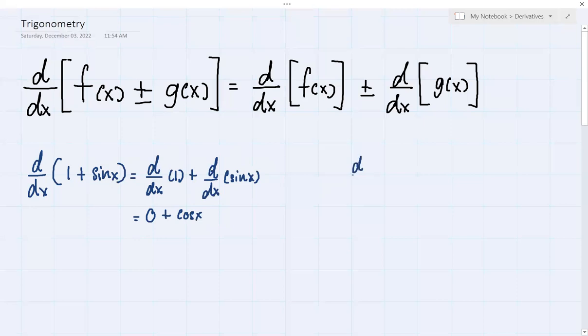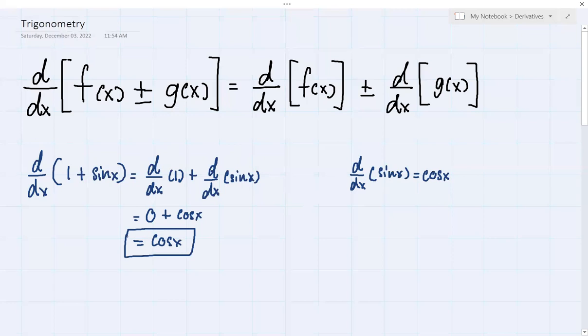Remember that in our last video about rules of differentiation 5, trigonometry, the derivative of sine x is equal to cosine x. So therefore, cosine x is your answer. So therefore, we have cosine x as your final answer.